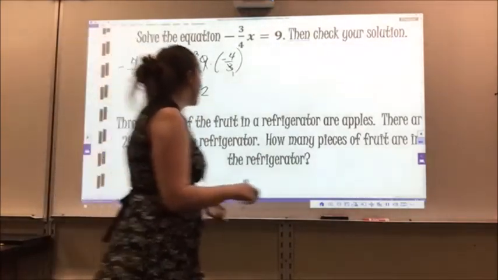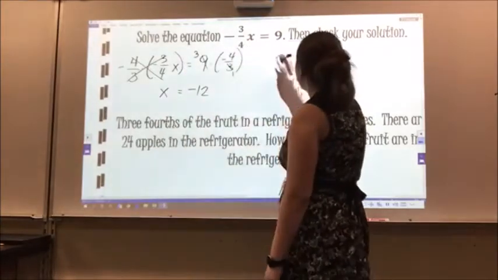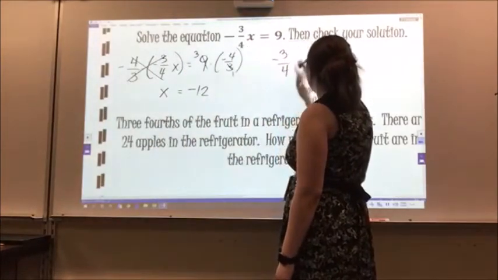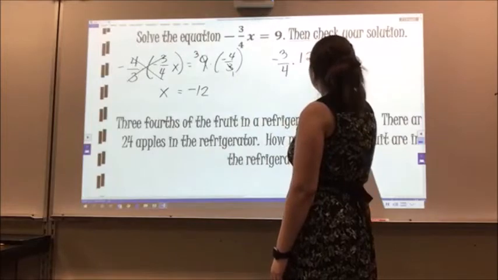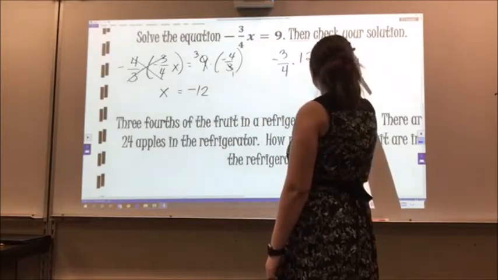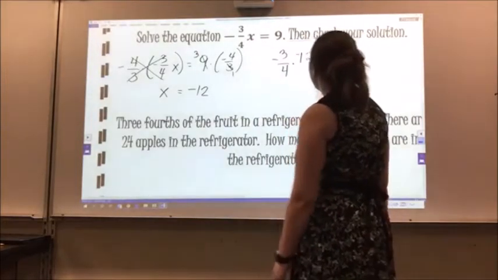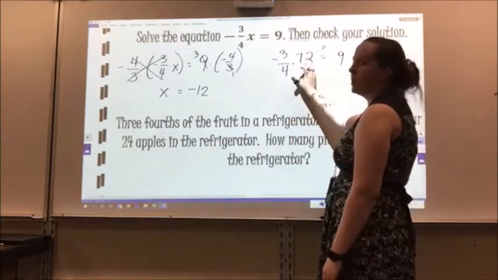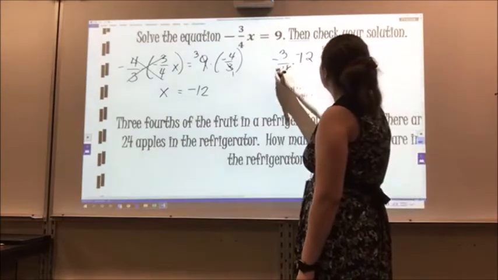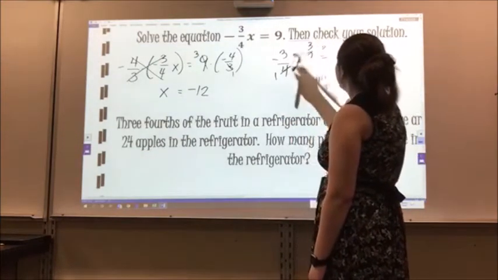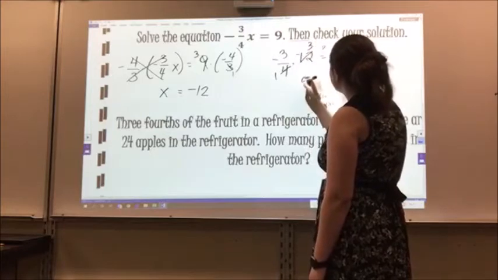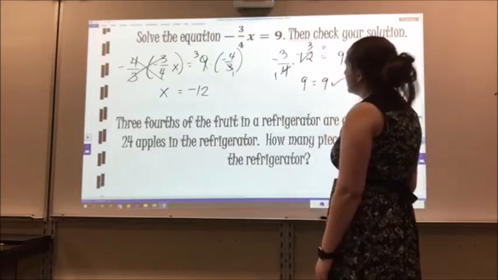I double check this, substituting it back in. -3/4 times -12, and I want to know if this equals 9. Okay, so again, I can see 4 and 12, I can simplify. So -3 times -3 is +9, which indeed is correct.